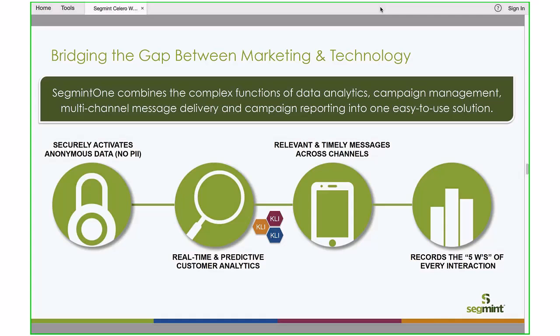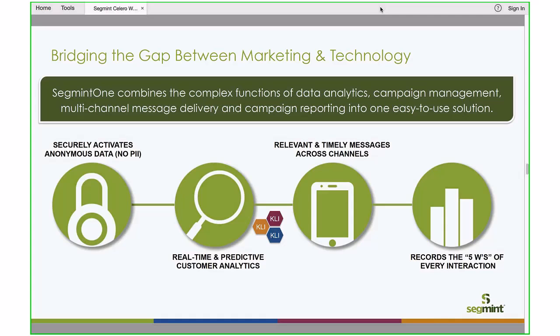But the KLIs, the key lifestyle indicators, are really metadata tags that allow the Segmint One platform to deliver messages in an omni-channel environment in a predictive fashion. So no longer are you sending out messages in a blanket or saturation model, hoping that individuals that meet the criteria you're looking for see the message and respond. The system is now delivering messages to individuals in the channels they engage with, about products that are relevant to them or behavior-changing messages that are important to their lifestyle. So that's what the system does.